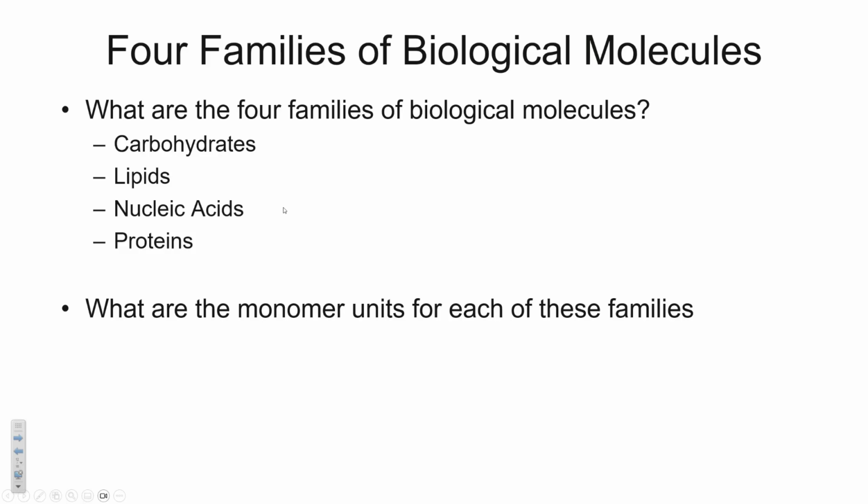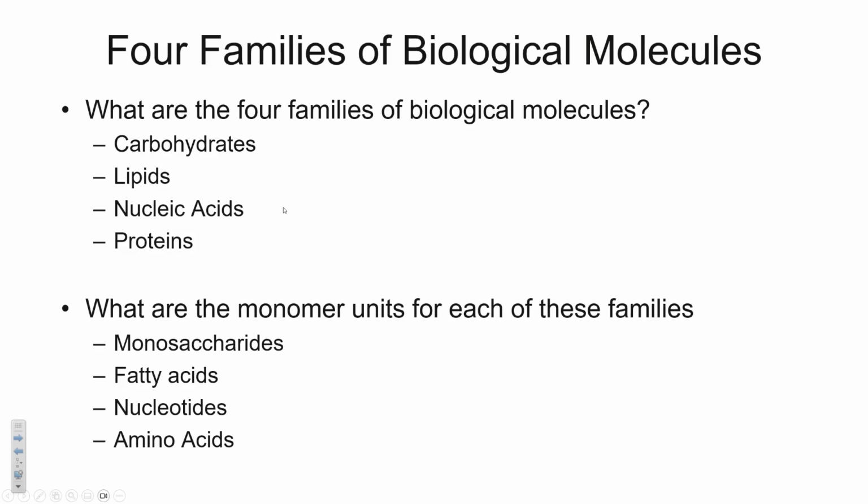Now, each one of these is derived from a monomer unit. These are essentially individual units that link together to make up the family. So, for example, monosaccharides are the building blocks of carbohydrates. Fatty acids are one of the main building blocks of lipids. Nucleotides are the main building blocks of nucleic acids, and amino acids are the main building blocks of proteins.